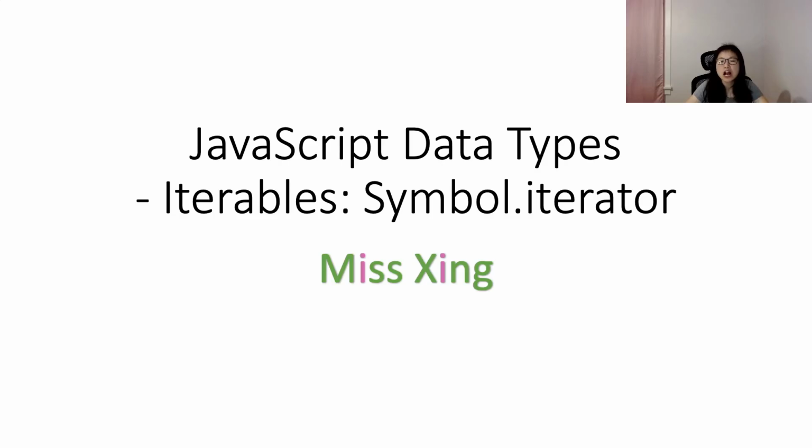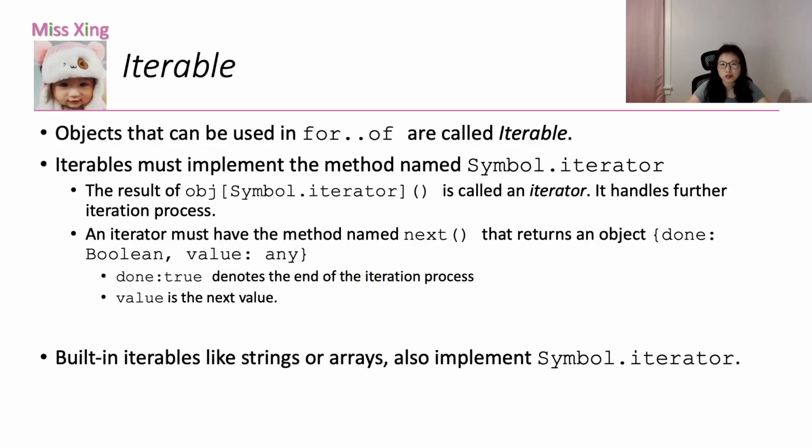In this video, I will cover iterables, and this is going to relate to Symbol.iterator, the method. Let's take a look at first, what is iterable? If we have an object and we can use for of to loop it, then we can say that the object is an iterable.